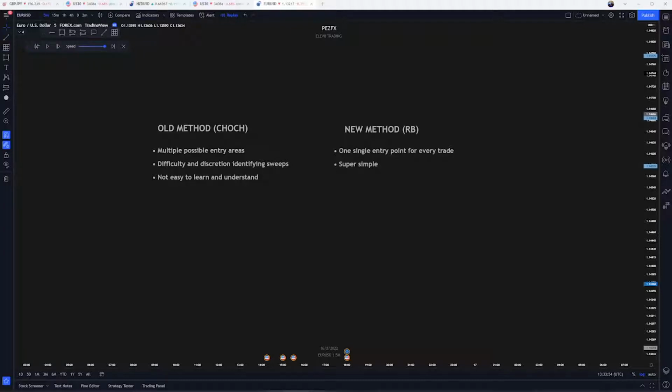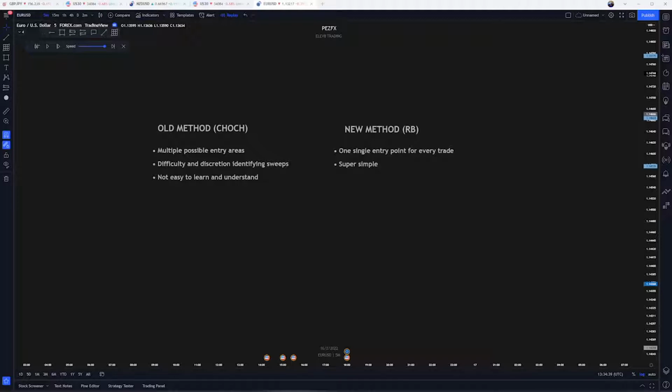With the old method, which is the change of character, everyone's doing it. For me, there's so much confusion around it, and inconsistency. Even for myself, I can identify change of character every time, but sometimes it's hard to spot when you're sat at the charts, especially if you want to use alerts for your entries. It can be difficult to identify in the live moment. With this new system, it's so much more simple, and you'll see what I mean.